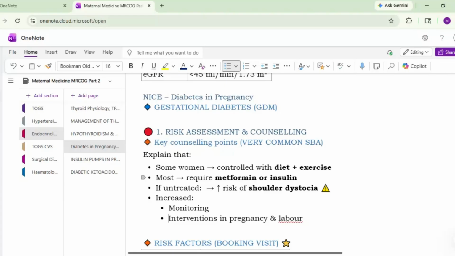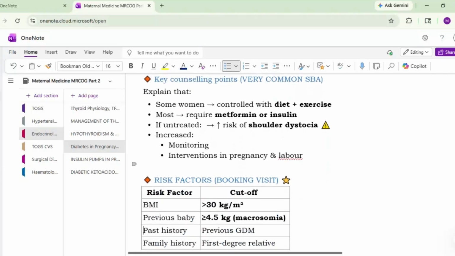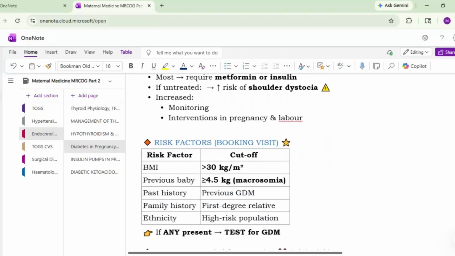If not treated, there is an increased risk of shoulder dystocia. So what we have to do is increase the monitoring, and interventions in pregnancy and labor are important. So there will be increased interventions during the pregnancy and the labor. This is the main important point in counseling patients with GDM: there may be a requirement for metformin and insulin. If not treated, there is increased risk of shoulder dystocia, and we have to increase the monitoring as well as interventions in the pregnancy and the labor.